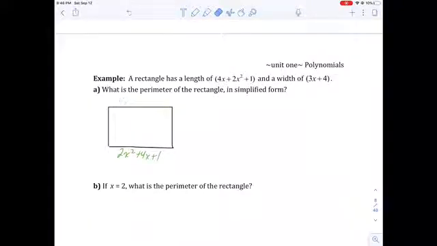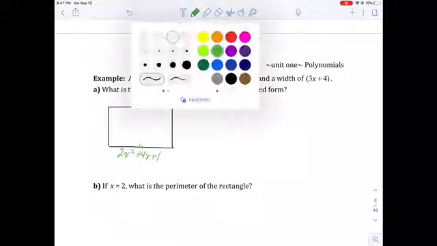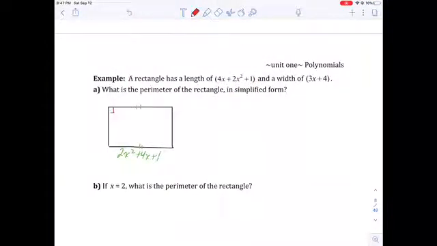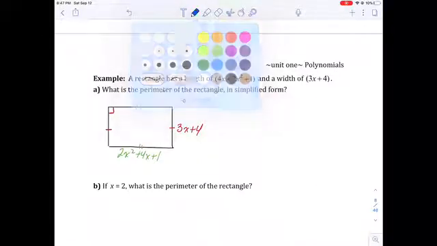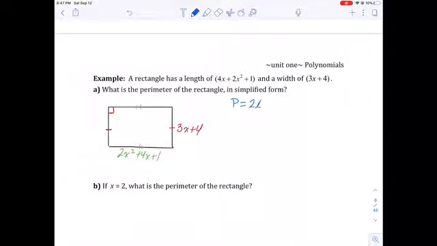I write them in descending order, okay? And I know if this is 2x squared plus 4x plus 1, this top line is also the same, right? Those would be equivalent because it's a rectangle. We could probably write a little square in there indicating it's a right angle. And this width, therefore 3x plus 4, would be equal to the other width. If I want the perimeter, I could just use my perimeter formula. Right, we know our perimeter is 2 length plus 2 width.